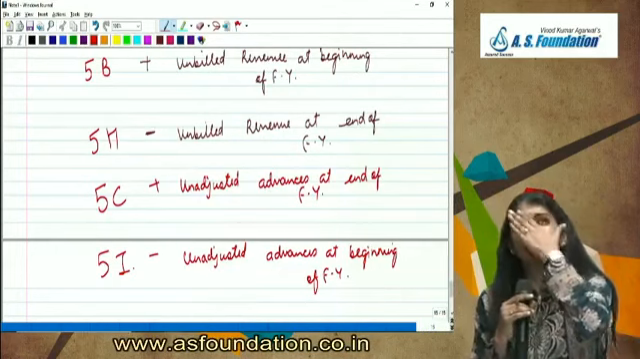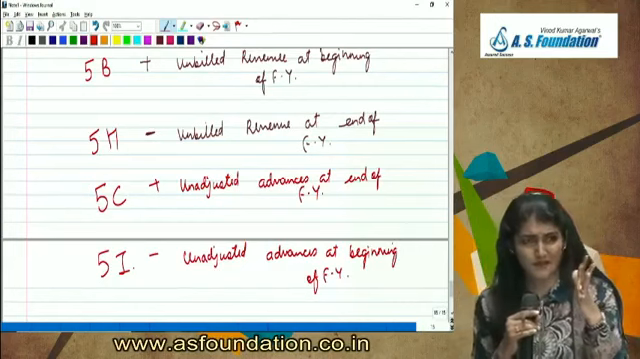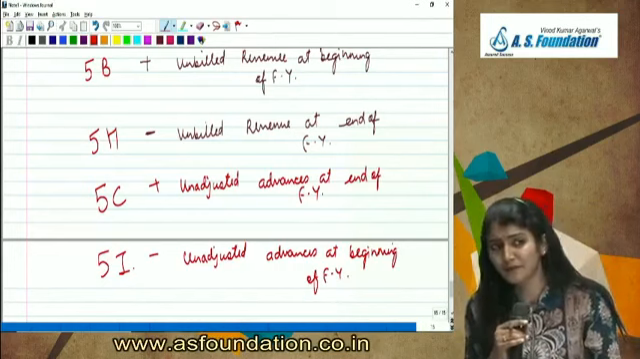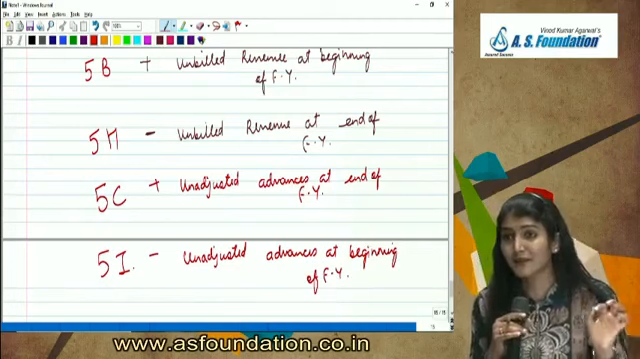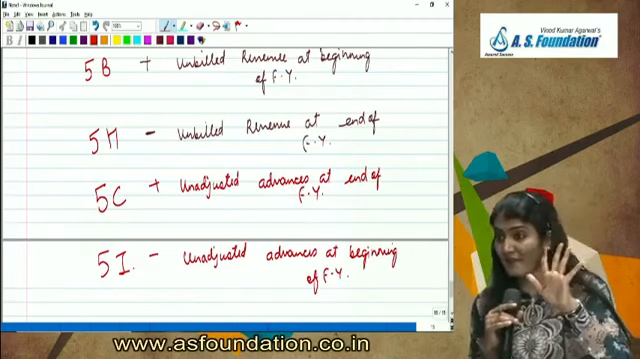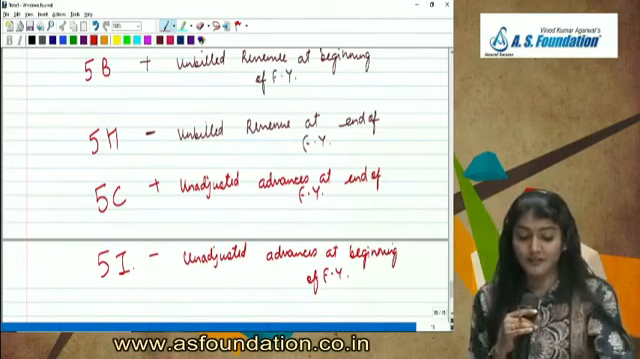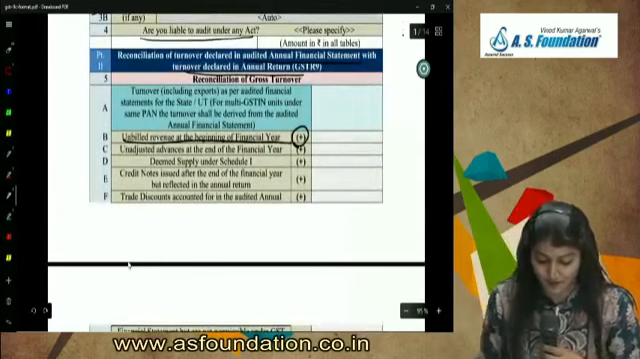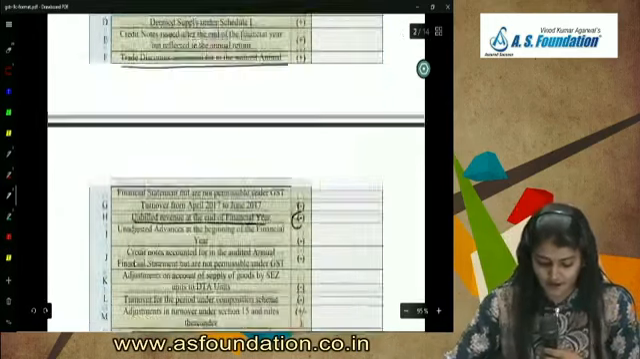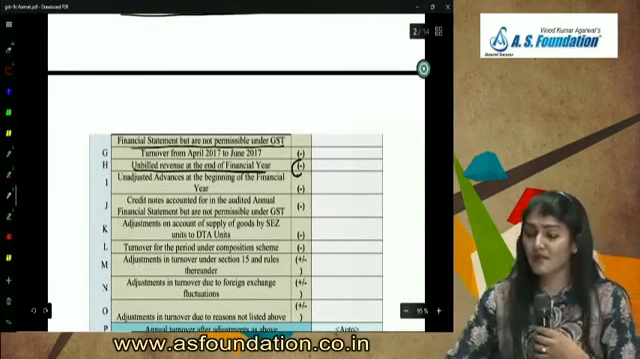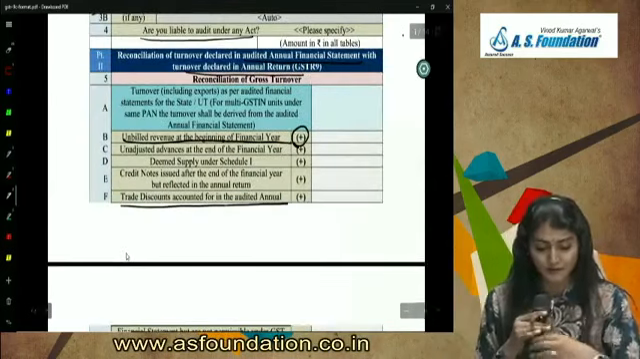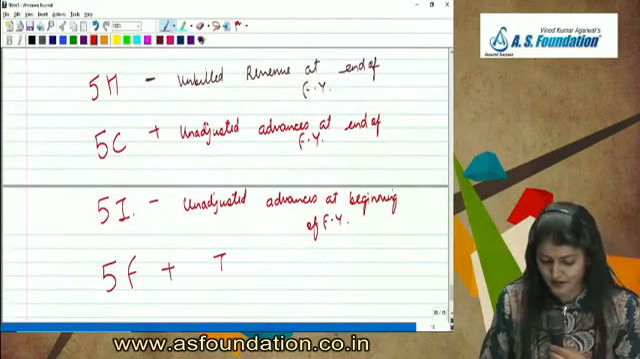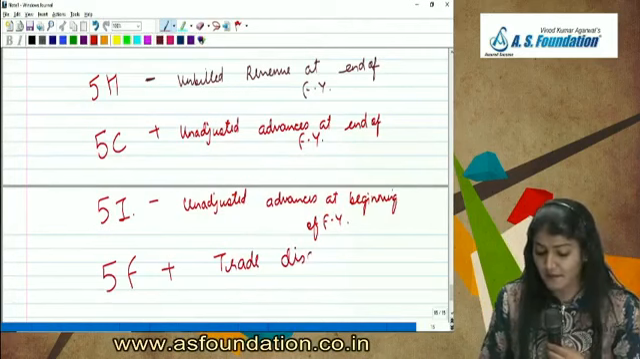Then when we calculate turnover as per the financial statements, do we reduce trade discount? Yes. Under GST, you have to add back. Under GST, it says it's a part of the turnover. Trade discounts accounted for in the audited financial statements, but which are not permissible under the GST Act. So 5F. What is 5F? Trade discounts. What you need to do? Add back.